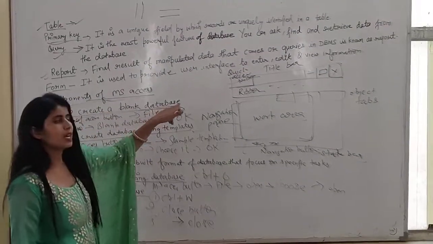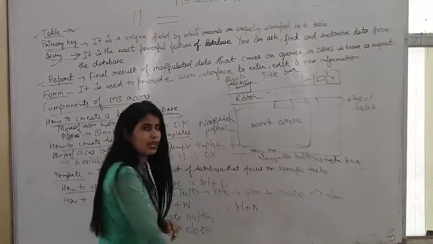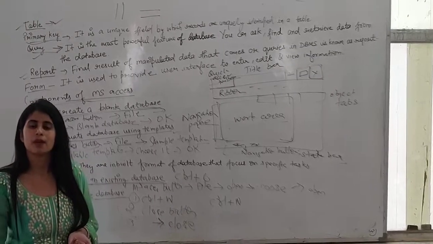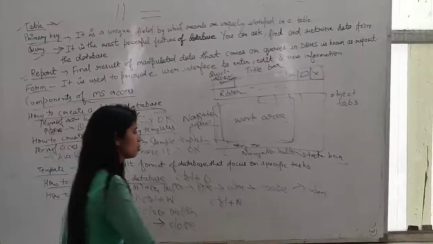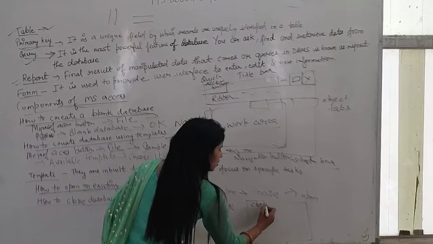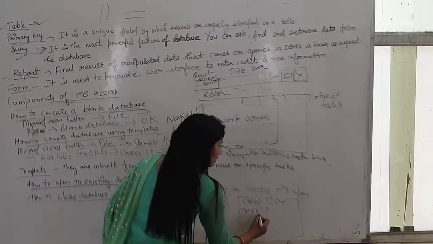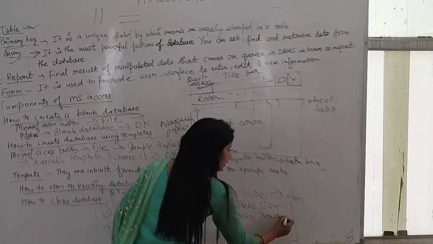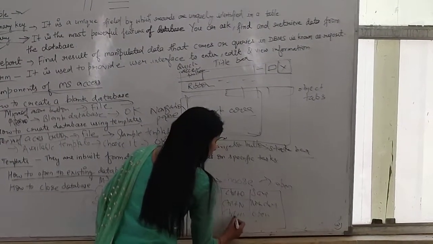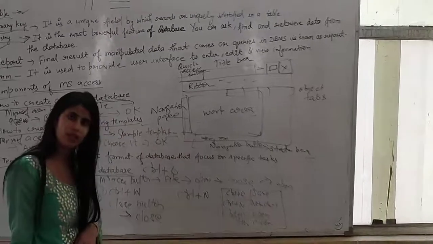For creating a new database also you have a shortcut command Ctrl plus N. How to save a database? To save a database you will use the command Ctrl plus S. So you all will make a table of shortcut commands: Ctrl plus S to save, Ctrl plus N for new database, Ctrl plus O to open, Ctrl plus W to close. Okay? Okay, thank you.